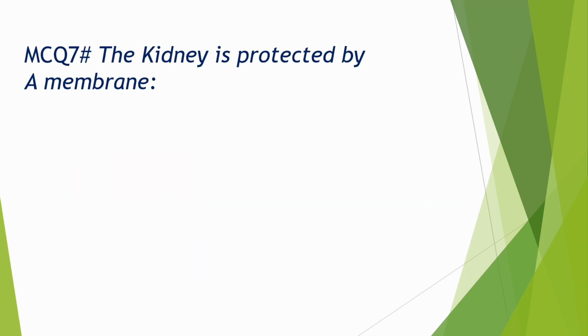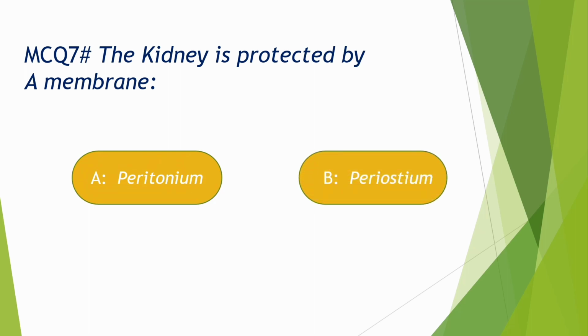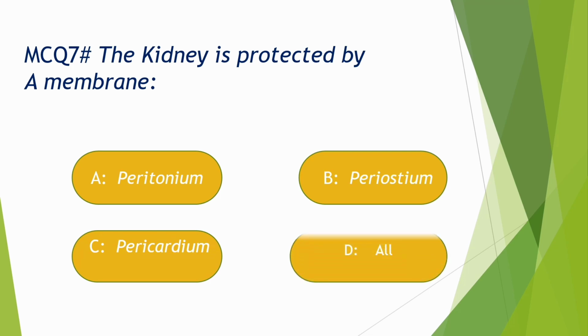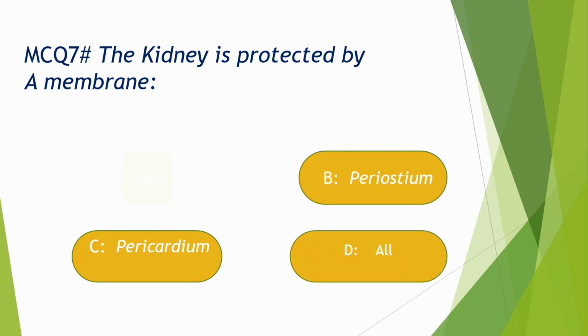The kidney is protected by a membrane. Option A. Peritoneum, B. Periosteum, C. Pericardium, D. All. Correct option is A. Peritoneum.